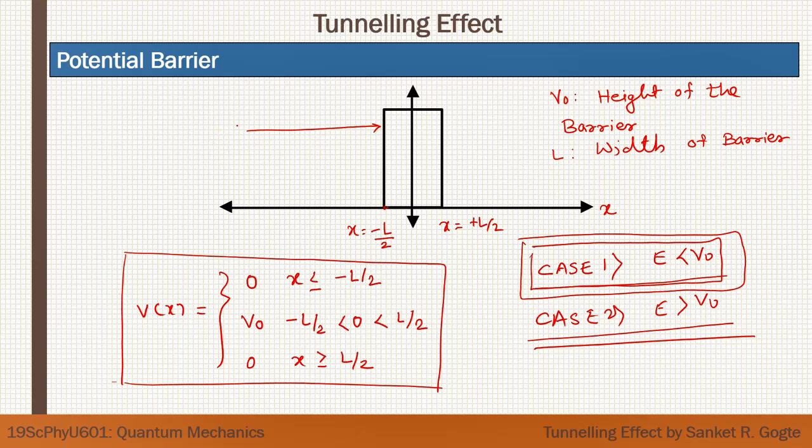The particle is incident on this potential barrier such that its kinetic energy, and hence the total energy of the particle, is less than the height of the potential barrier, so it doesn't have sufficient kinetic energy to overcome the barrier. Classically, therefore, the particle will be reflected with probability 1. It will never transmit through the barrier. But quantum mechanically, there is a non-zero probability that the particle tunnels through the potential barrier and continues to move towards the positive x direction in this third region.